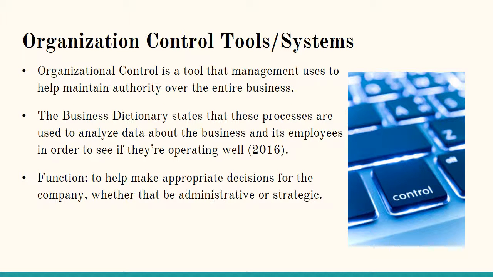Okay, so organizational control tools and systems. The definition of organizational control is that it's a tool the management uses to help maintain the authority over the entire business. Now, the business dictionary also takes it another step and adds on that these processes created by the managers are used to analyze data about the business and its employees in order to see if they're operating well. So, its function really is to help managers make the appropriate decisions for the company, whether that be administrative or strategic.